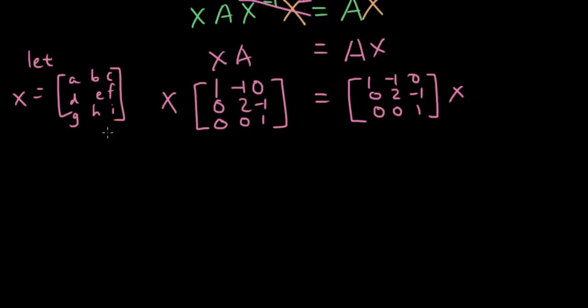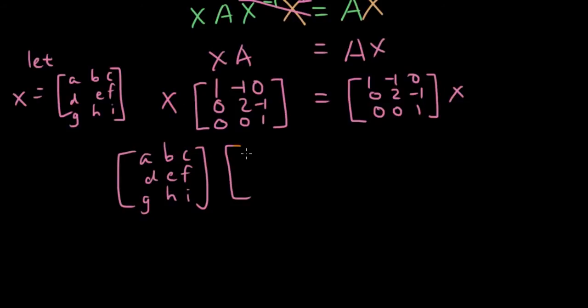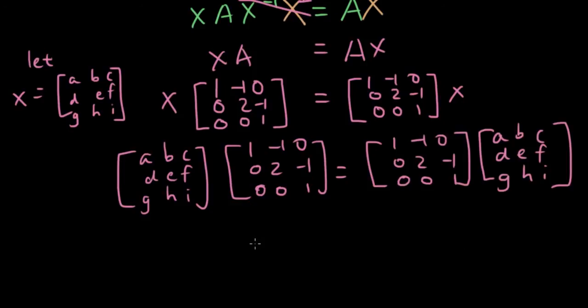Okay, so I'm going to substitute x, this general form of x, into both sides. So I have A, B, C, D, E, F, G, H, I, and obviously x on the left is going to equal x on the right, so I'm going to just copy this down again, and I'll substitute the same thing on the right hand side. Okay, now I'm going to multiply it out using matrix multiplication.